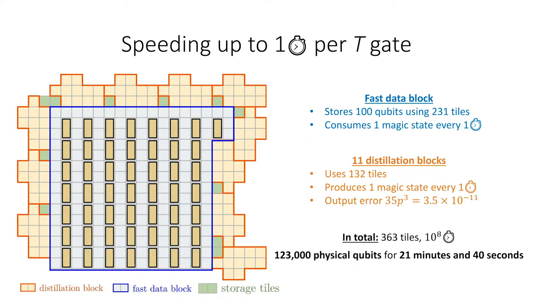If you want to speed up beyond that, you should use the other data block that we had that stores 100 qubits using 231 tiles, but can consume a magic state in every time step. And the rest of your quantum computer would be comprised of 11 distillation blocks that effectively produce one magic state in every time step. Here you basically double your space cost to 123,000 physical qubits, but your computational time drops a lot. So I'm just saying that these kinds of things can be very good space-time trade-offs. So that's how you could construct a large-scale quantum computer.